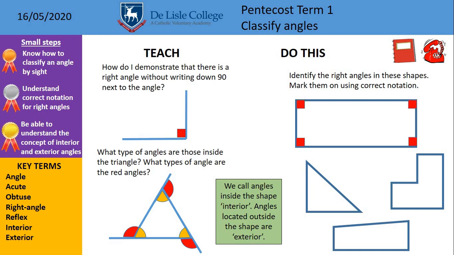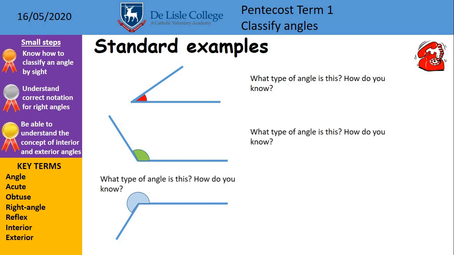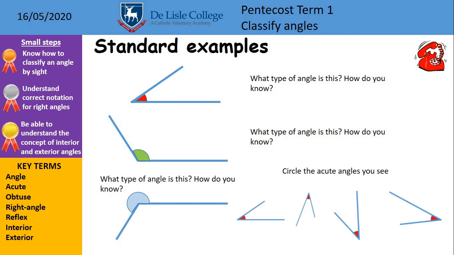Okay, these are the ones we should be getting here. I've just gone with the little red squares. Those are the right angles we've got on those. Okay, next up, I've got 3 standard examples that I'd like you to have a look at. And then there's a little bonus 4th part there for me. Okay, so pause the video and you can tell me what type of angles they are and how would you know, and then see if you can circle the acute angles at the bottom.